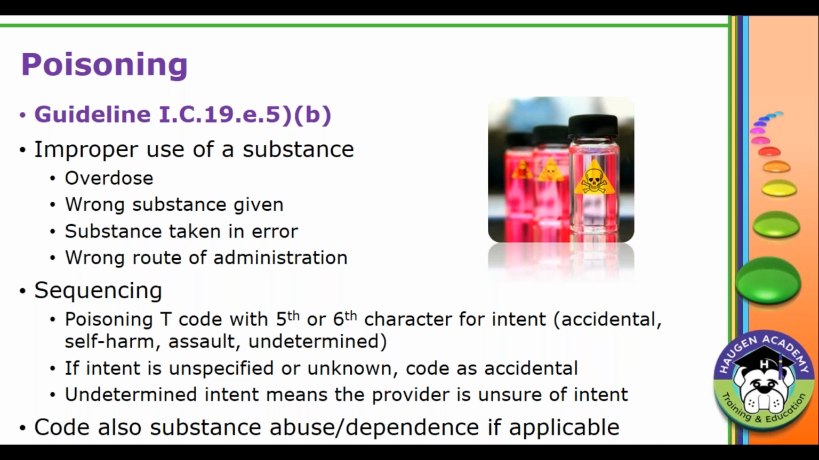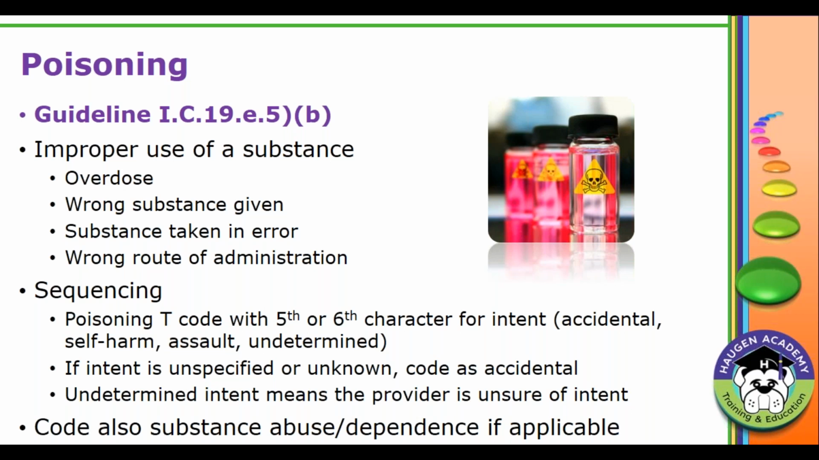Now, the sequencing with poisonings is that the T code goes first, and your 5th or 6th character for the intent is either going to be accidental, self-harm, assault, or undetermined. Coding guidelines tell us that if the intent is unspecified or unknown to the physician, to us, through the documentation, you code it as accidental.